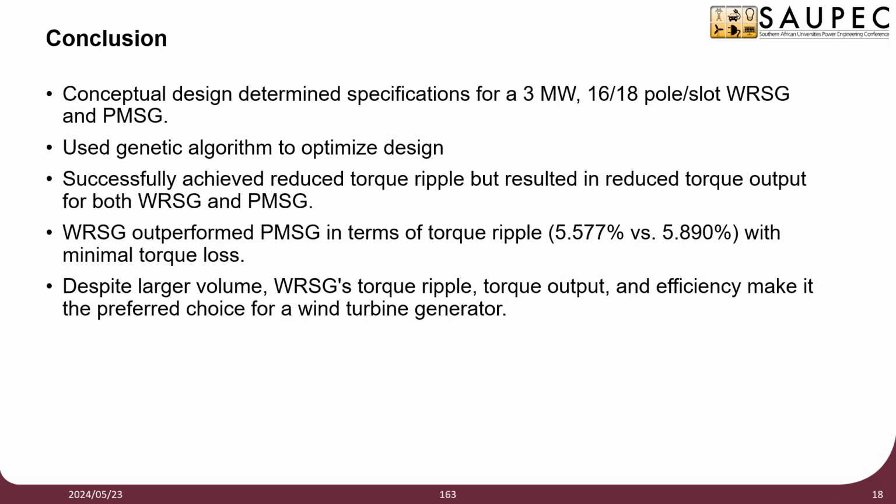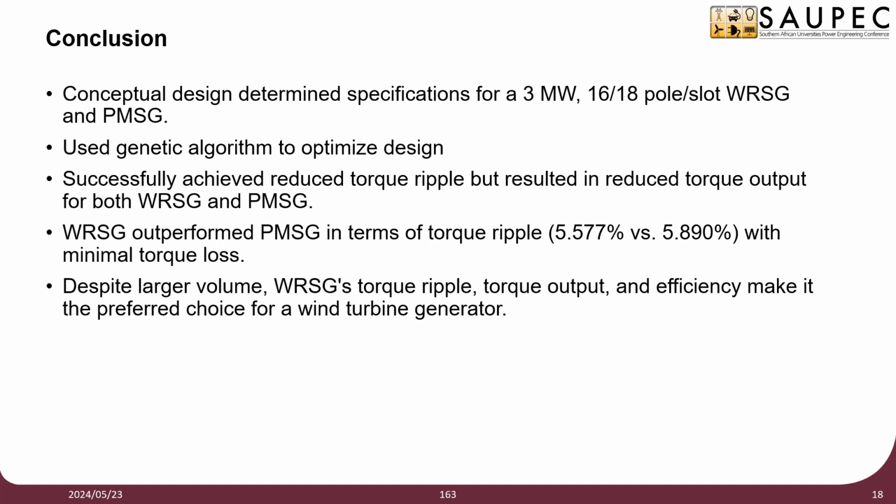The conceptual designs were then optimized using a genetic algorithm. The optimization process focused on determining optimal stator slot dimensions for both the generators to minimize torque ripple within 425 iterations each. This was successfully achieved, and it reduced the torque ripple. However, both the WRSG and PMSG had a reduction in torque output.